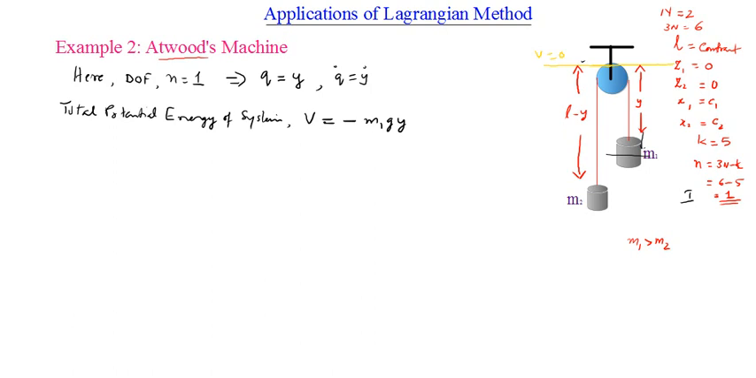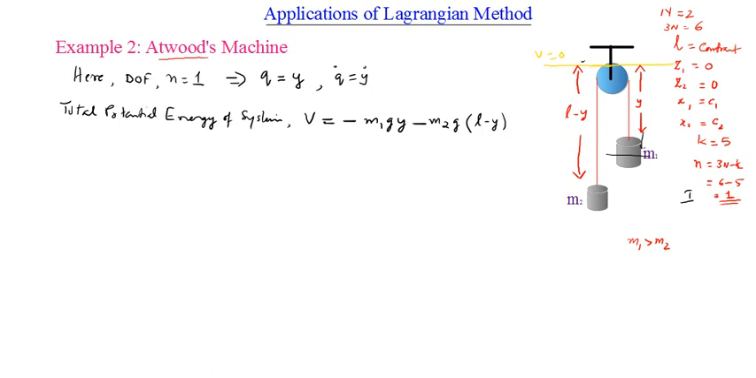Similarly, minus m2 g into h. What is the height, or the position, from V equal to 0? That is L minus y. So it will be minus m2 g into L minus y. Hope you understood why I have taken minus. The reason is well and clear. That is due to the fixation of the reference level. We have already seen that in the previous video.